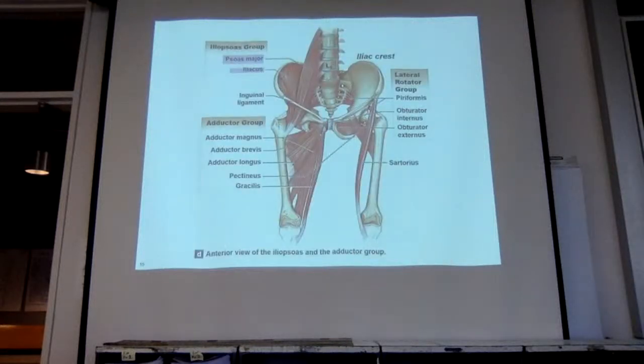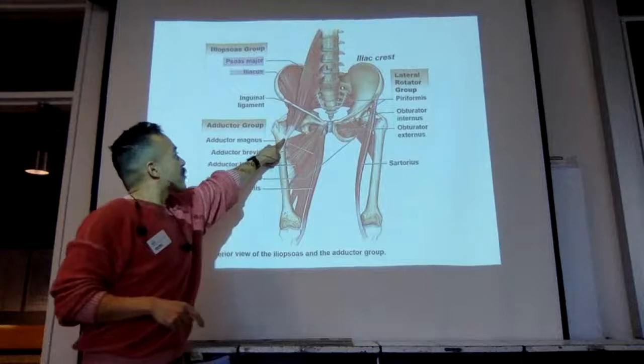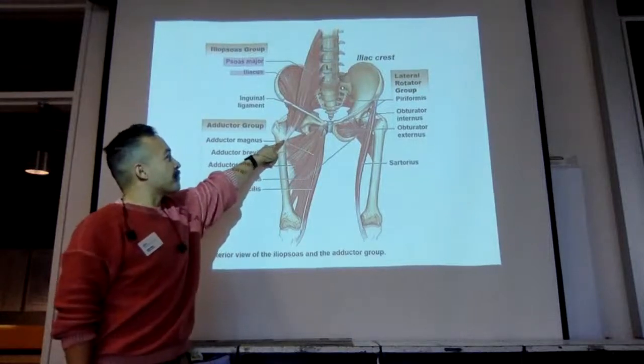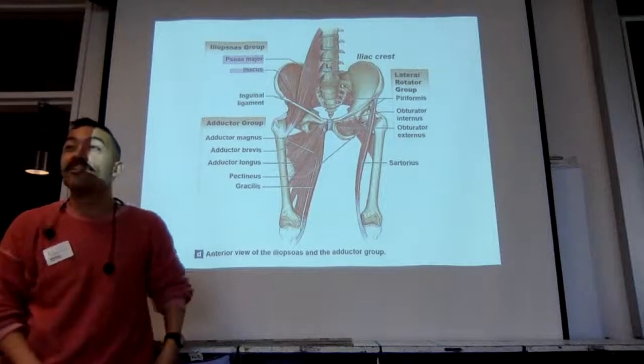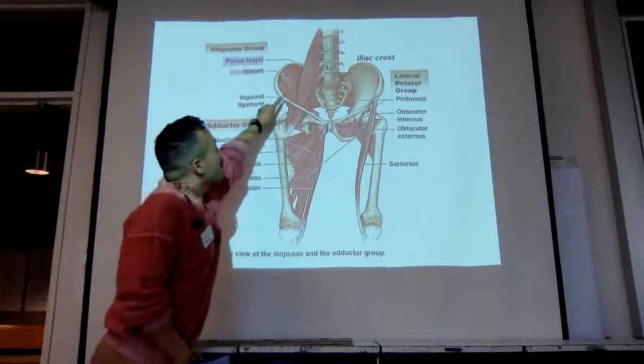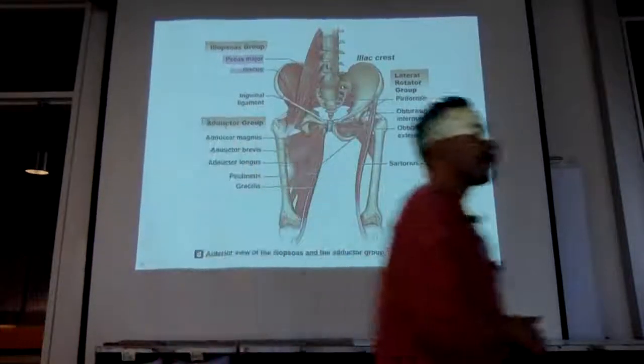Oh, here's a better view of that. Psoas major, you can see it's attached to the lumbar vertebrae and down to the, anyone know what this is? This little protrusion of the femur? The lesser trochanter. And then here's the iliacus along the iliac crest attaching down to the femur.